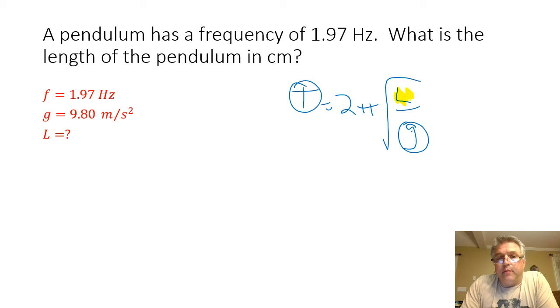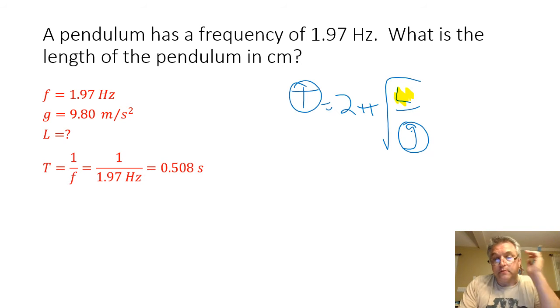So once again, I'm going to have to find the period with my frequency. And I know that the period is simply the reciprocal of the frequency. So my period is going to be 1 divided by 1.97 hertz. And when I do that math out, I'm going to have a period of 0.508 seconds.